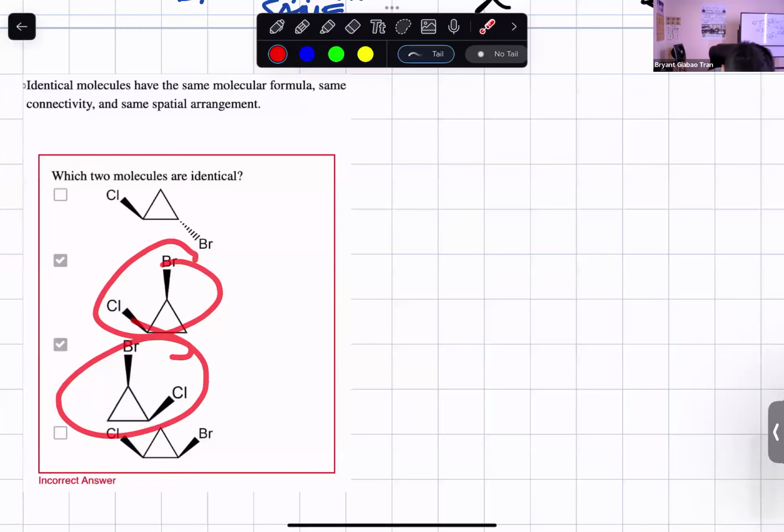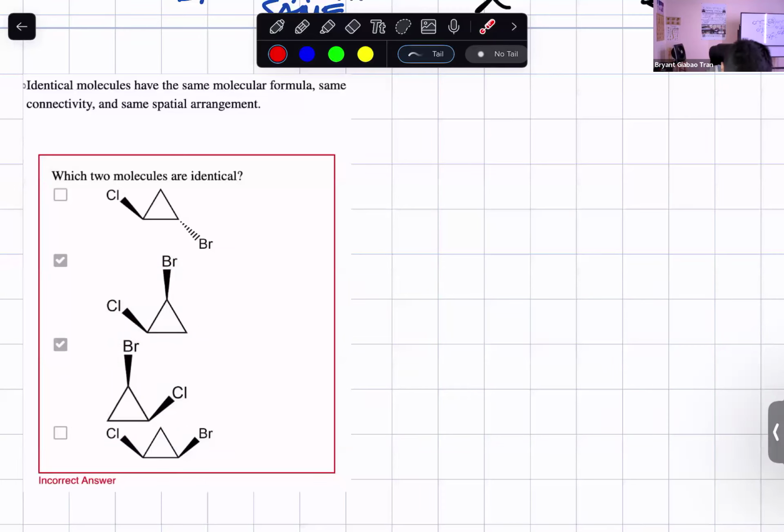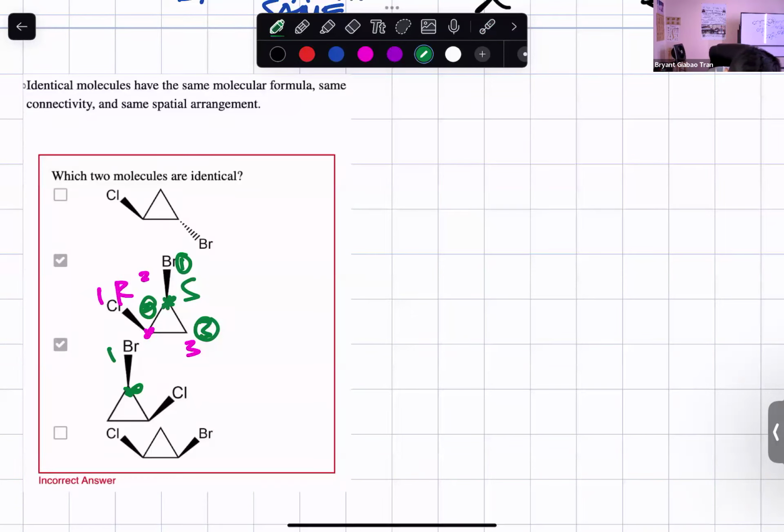These two here are not going to be identical because they don't have the same spatial arrangement, right? If you look at this chiral center here, that's going to be S. This chiral center here is going to be R. So if you look at this one here, this is going to be 1, 2, 3. That's going to be R, which is different than S.